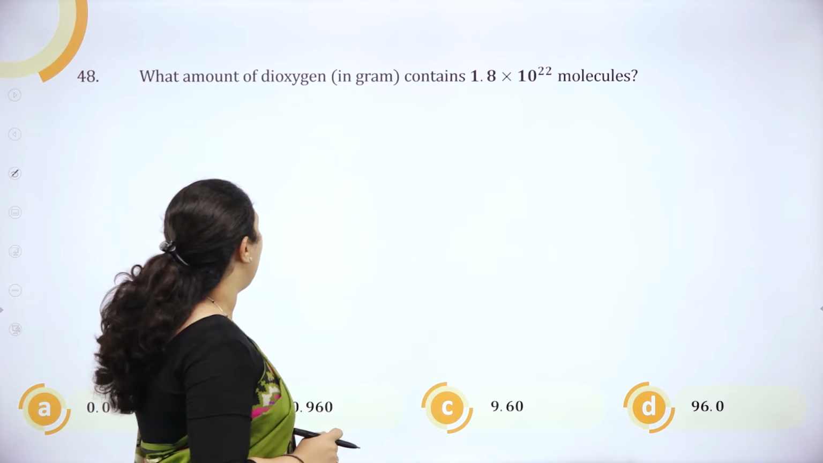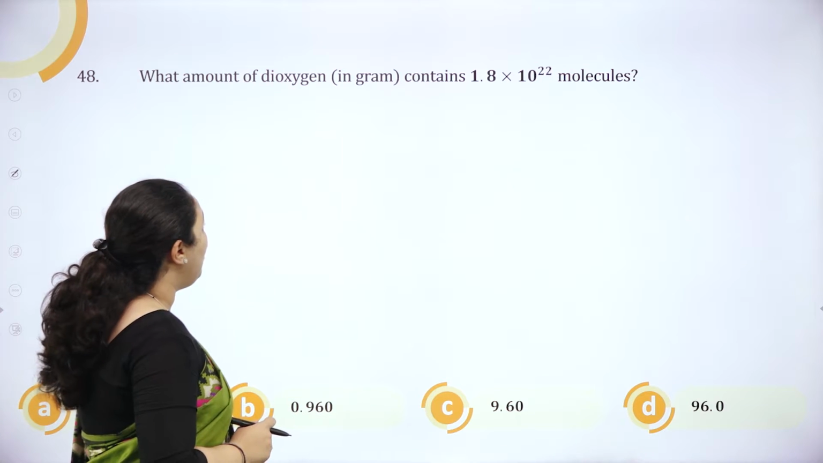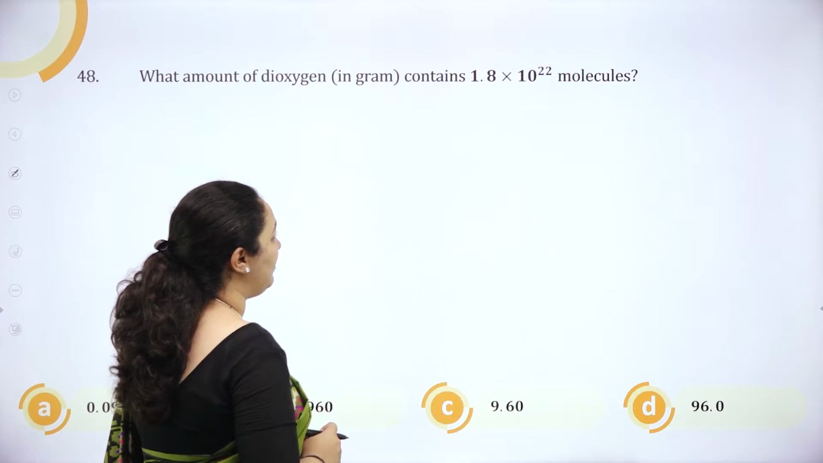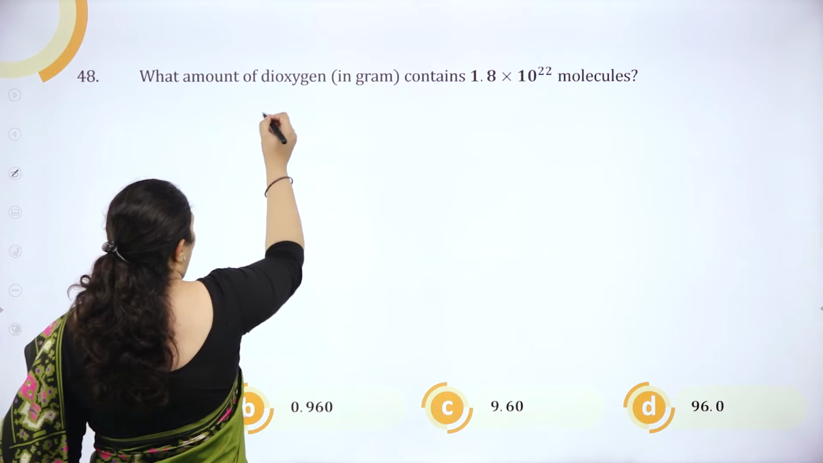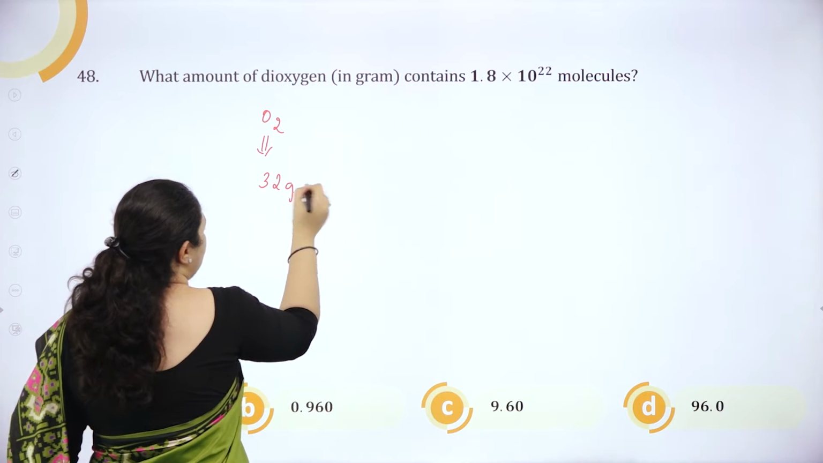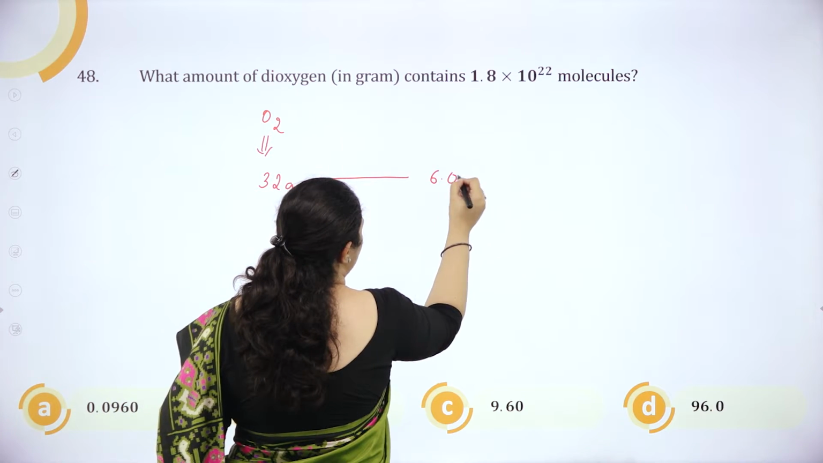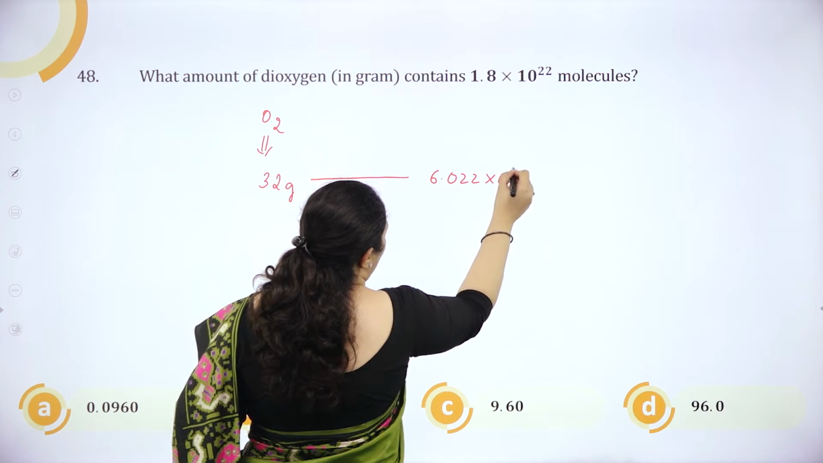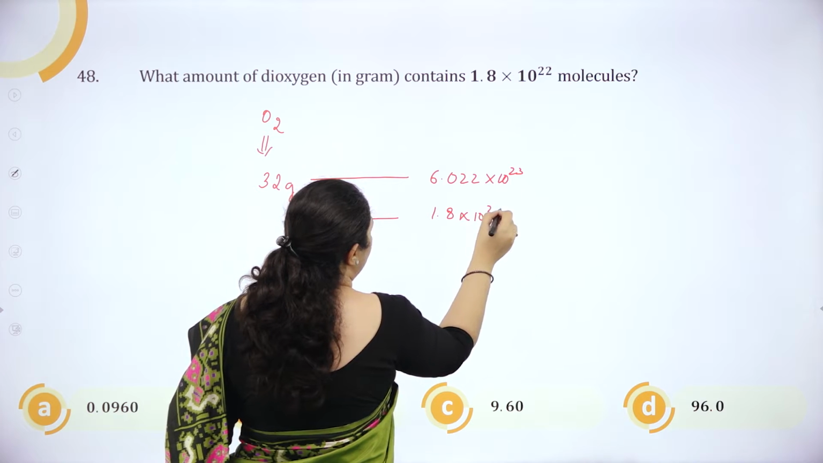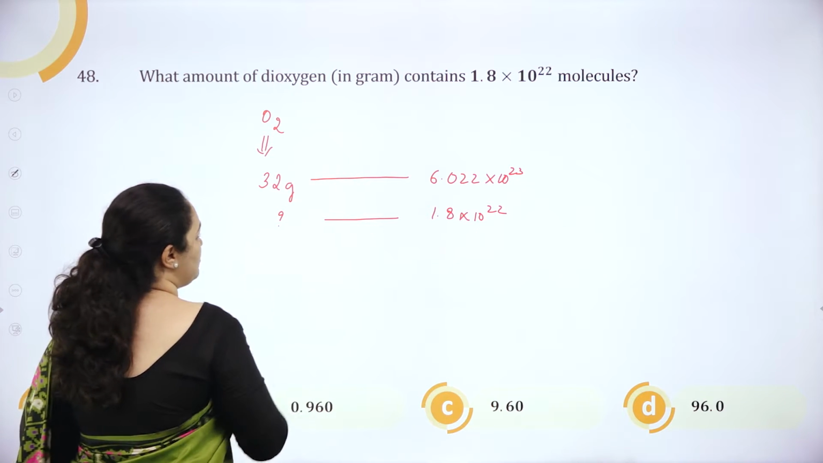Okay. So how do I solve this? What is the amount of dioxygen in grams that contains 1.8 into 10 power 22 molecules? Dioxygen is O2 and its mass is 32 grams. 32 grams contains 6.022 into 10 power 23 molecules. So if I have 1.8 into 10 to power 22 molecules, how many grams will be present?